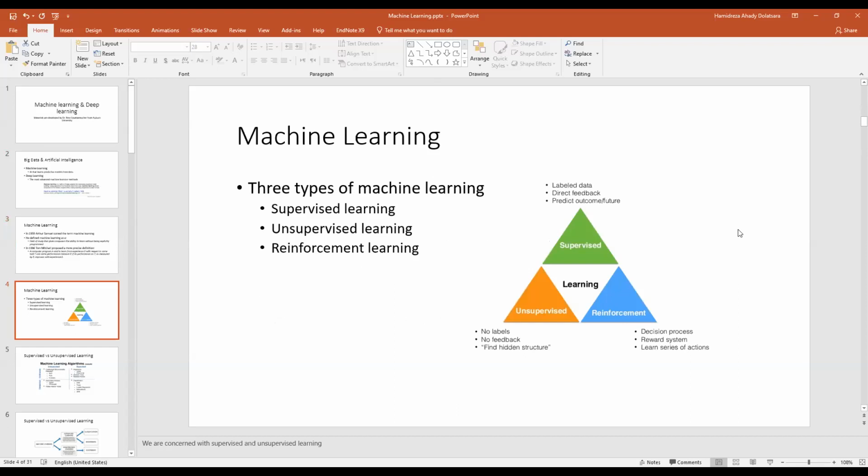We have three types of machine learning algorithms: supervised, unsupervised, and reinforcement learning. For this class, our focus is on supervised and unsupervised learning. If you do reinforcement learning, I give you a bonus because it's much more challenging and it's out of content, but you're more than welcome to do that, and I take it into account.